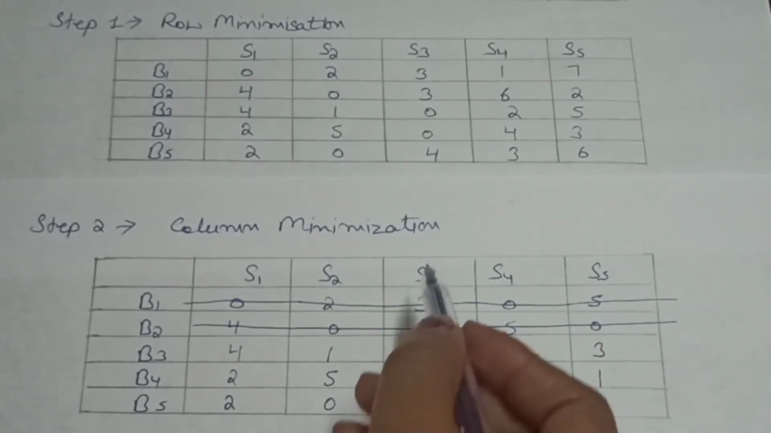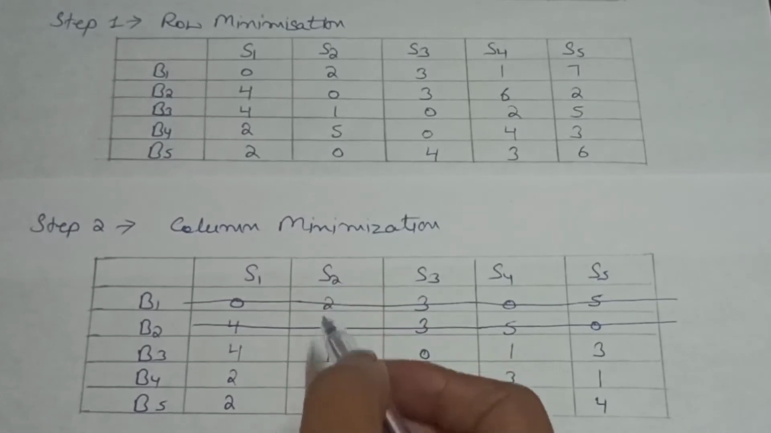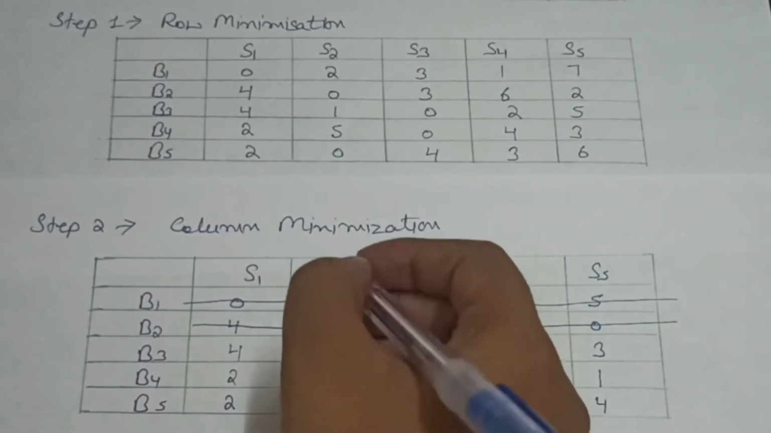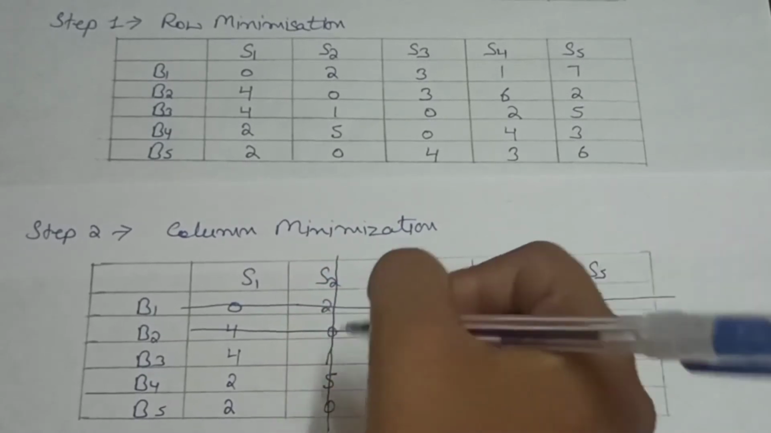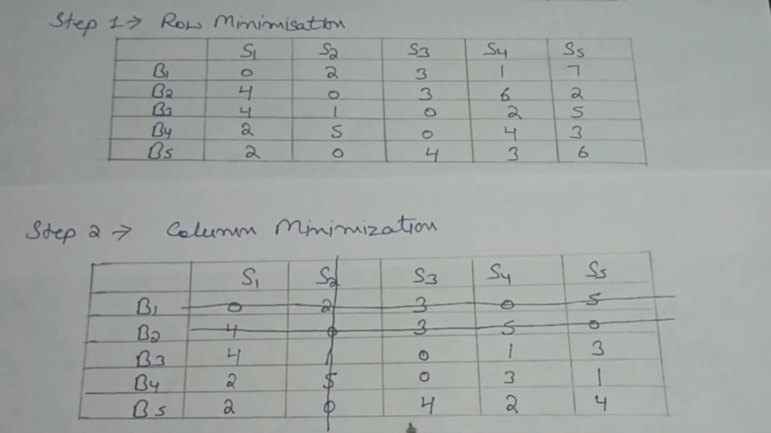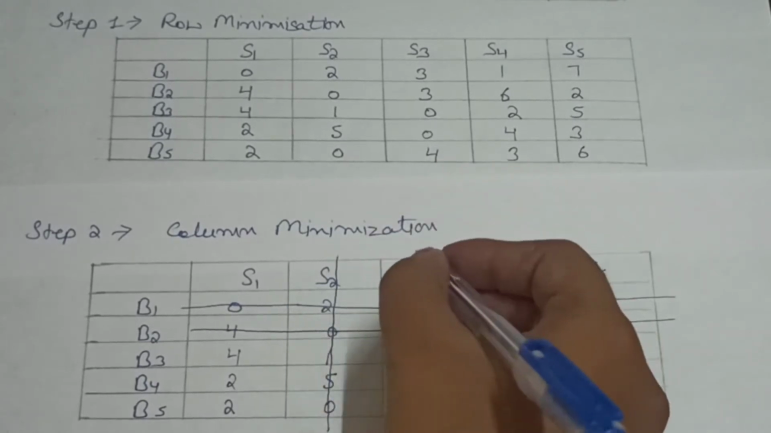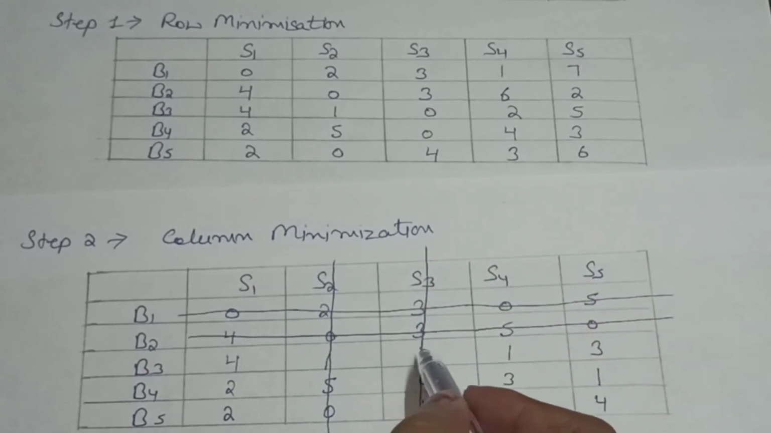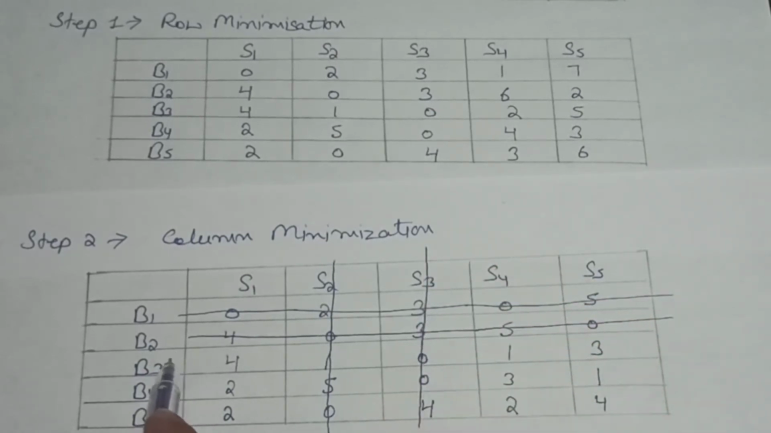Now you can see in the second column we have only one 0, but we have to cover this 0. We can draw the line like this, or like this also. There is no difference. Here you can see we have two 0s, so we will draw the line like this, because then we can cover two 0s. If we draw the line the other way, we can cover only one 0. So we have to cover the maximum number of 0s with the minimum number of lines.